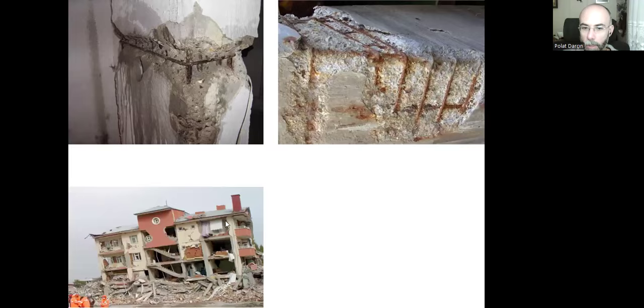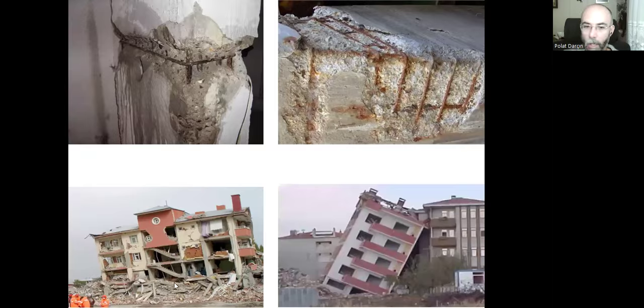As you can see here, the superstructure is almost intact. There's no damage with the superstructure. However, the ground floor and basement floor, those parts where the building meets with the damp earth, with the water, are damaged. It can be a big problem during the earthquake.